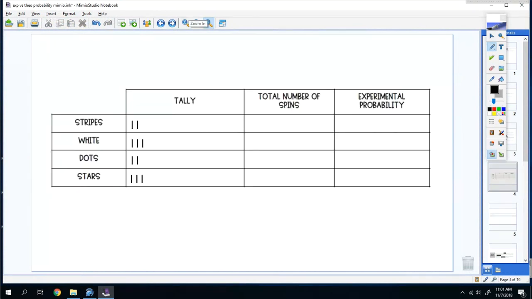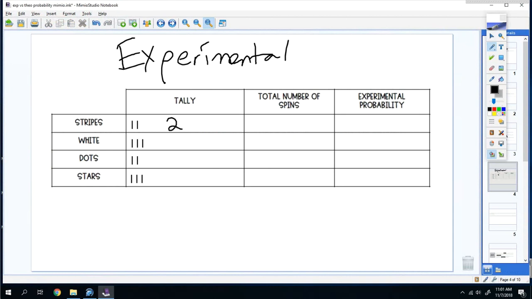Now, let's say I actually did experimental. So this is experimental, because what I did is I actually went and spun the spinner and I got these results. I got 2 stripes, 3 white, 2 dots, and 3 stars. So I spun it a total of 10 times. So this is my experimental because I actually did it.